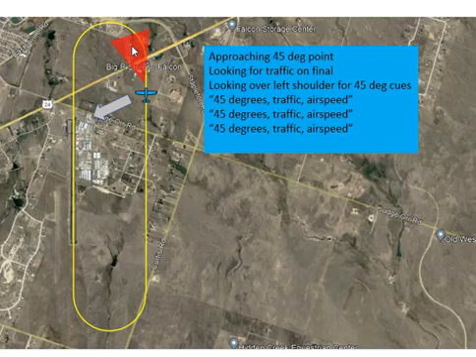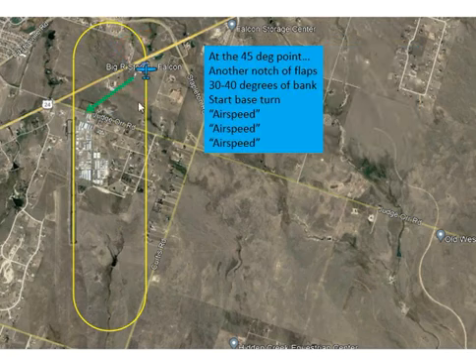Now, everything's set. I don't have any other switches to move. I'm just flying the airplane, looking for the sight picture, and I say to myself, 45 degrees, traffic, check airspeed, 45 degrees, check traffic, airspeed, 45 degrees, check for traffic, airspeed, etc. Waiting for my next trigger point. And then, bam, we're there.